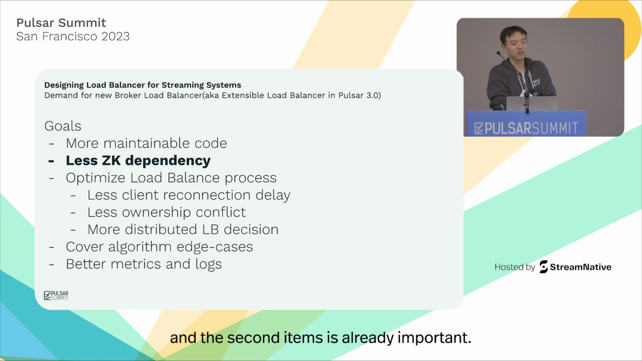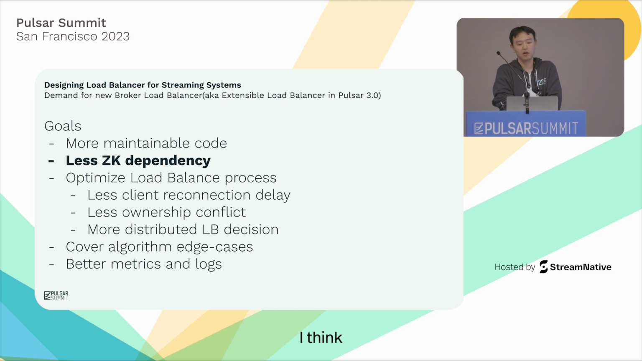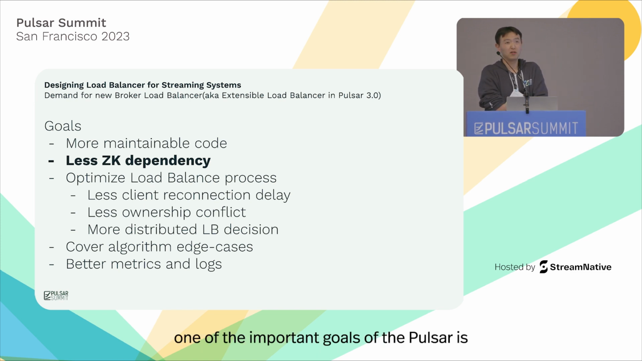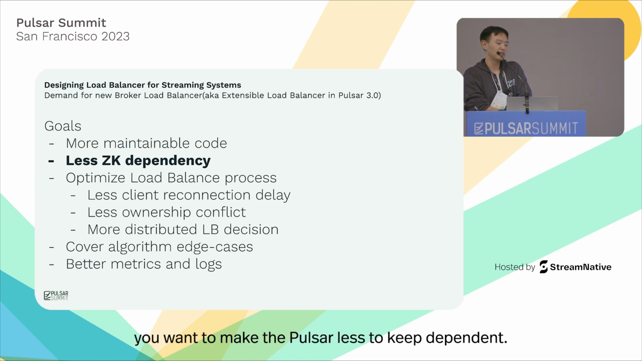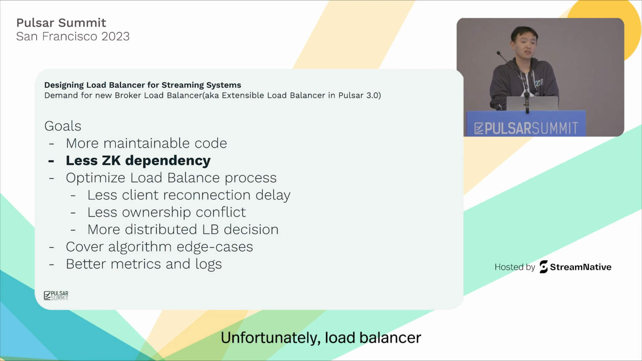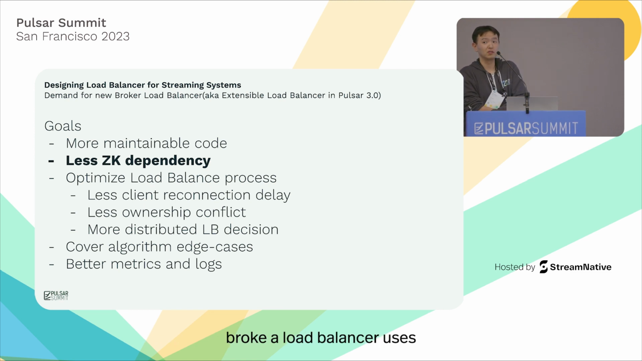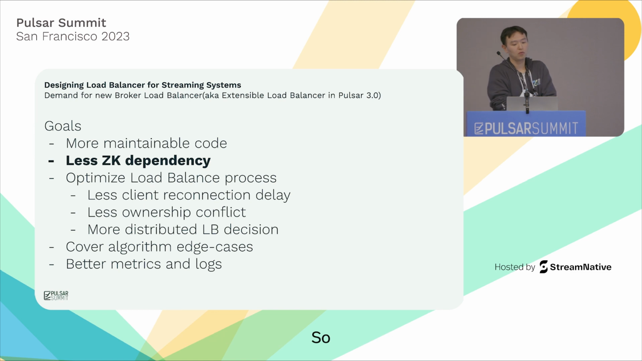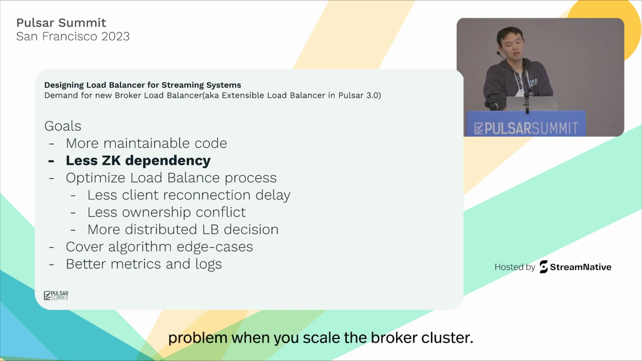And the second item is very important. I think one of the important goals of Pulsar is to make Pulsar less ZooKeeper dependent. Unfortunately, the broker load balancer uses metadata or ZooKeeper for the load data and the ownership data. So it can be a real problem when you scale the broker cluster.